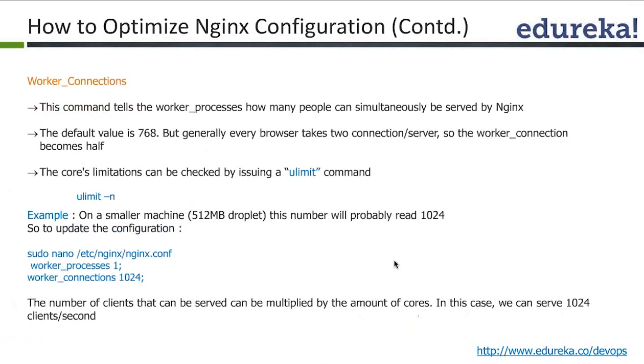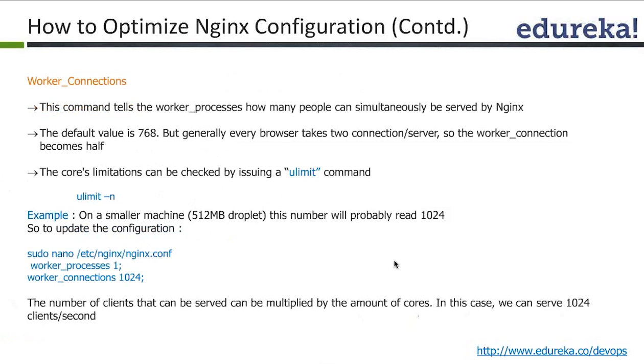Okay, so worker connections. This command tells the worker process how many people can simultaneously be served. By default, the value is set, and of course, it's not going to be 768. But generally, I told you about this, right? A browser can sometimes make 2 connections simultaneously. So you need to make sure that the number of users should be twice that. And these are the general Unix commands to check what your limits are for opening files. On a smaller machine, this number will probably read 1024, and you can keep all that configuration in your nginx.conf file.